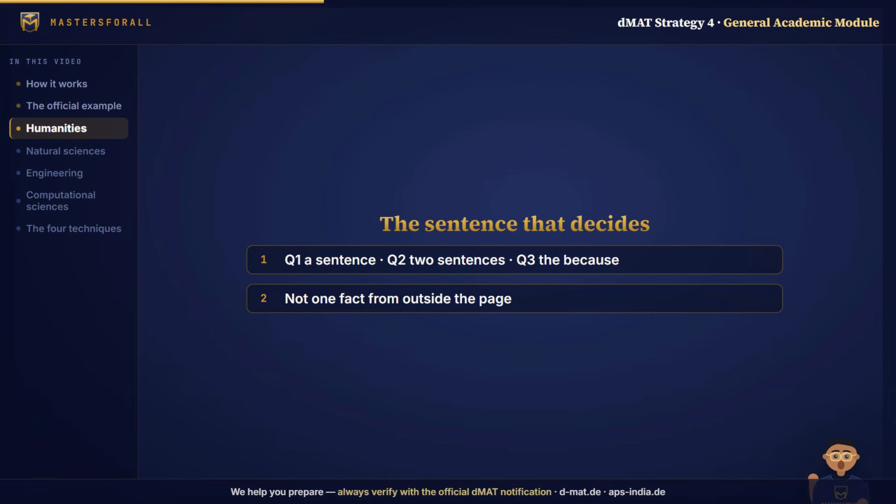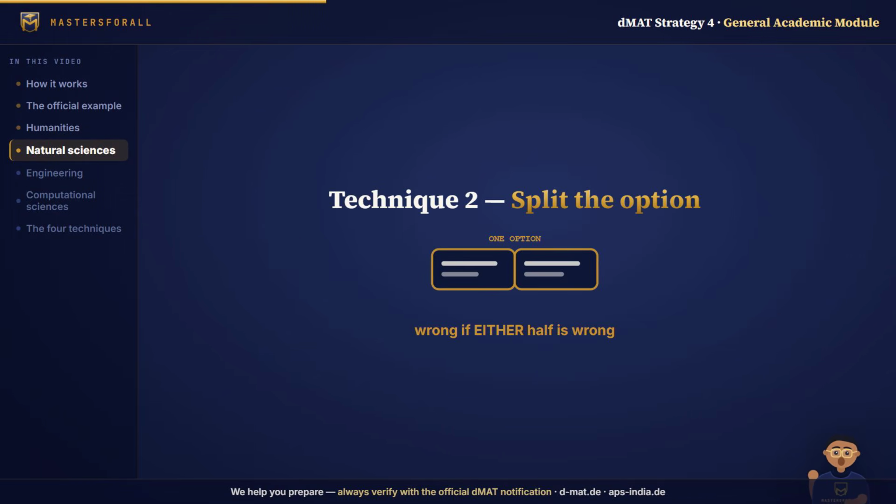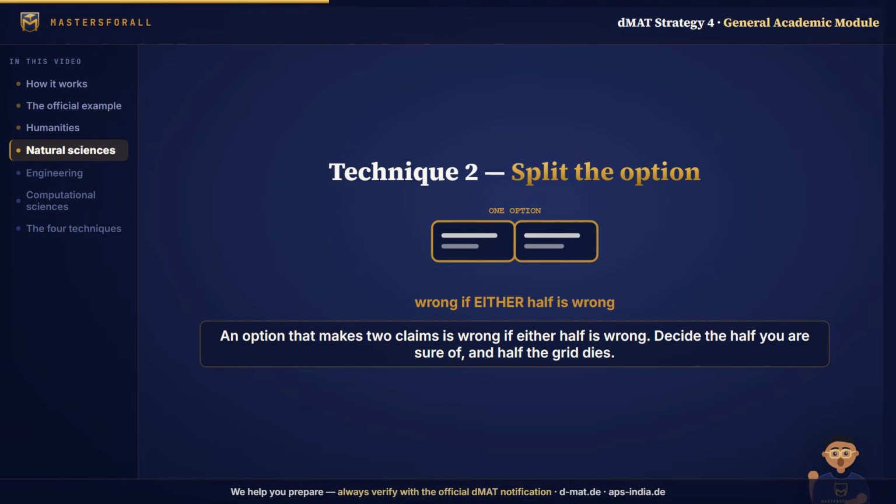That is the technique, and it works in all 8 areas because it is not about the subject at all. Technique 2, split the option. You used it already on official question 2 when you decided the length before thinking about the direction. The rule: when an option makes 2 claims, it is wrong if either half is wrong, which sounds obvious and has a consequence that is not. You never have to be sure of both halves, only of one.